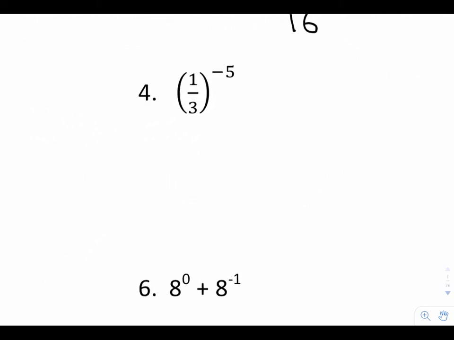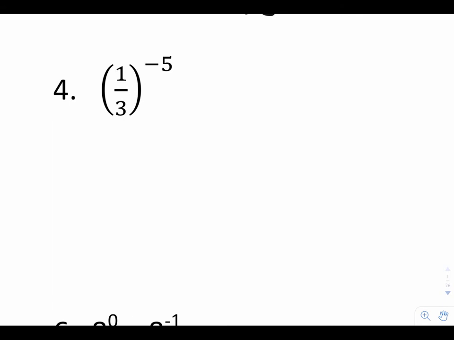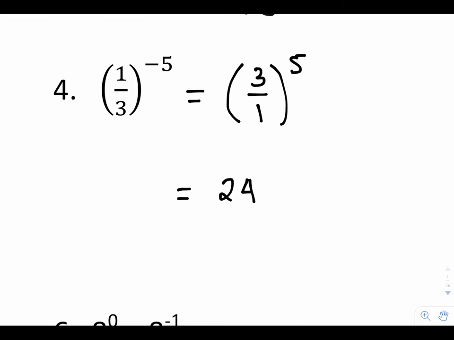For number 4, same thing. I'm going to reciprocate the base, which is a fraction, so I get 3 over 1, which I can just write as 3 if I wanted to, and that's the exponent positive 5. Now 3 to the positive 5, if you do it in your calculator, you'll get 243. 1 to the exponent 5 is just 1, but again, anything over 1 is just the number itself.